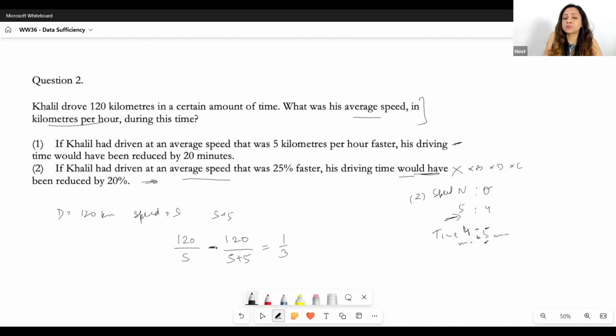So this time taken minus this time taken is equal to 1 by 3. Right? This is how I make my equation. I hope this is clear. Okay, now look, I can do one thing. I can bring 3 over here. I can say this is 360 upon s minus 360 upon s plus 5 is equal to 1.